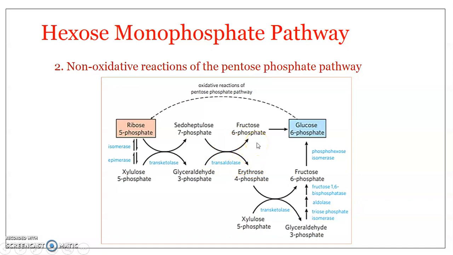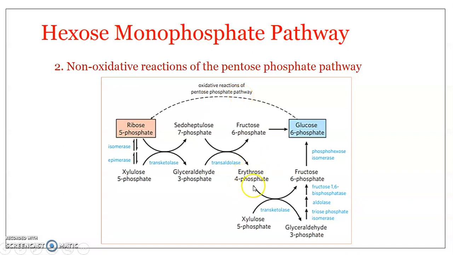Okay, so fructose 6-phosphate can either enter the glycolytic pathway or it can isomerize to produce glucose 6-phosphate, and this glucose 6-phosphate can re-enter the oxidative phase of the pentose phosphate pathway. Glucose 6-phosphate can be the substrate for the oxidative phase of the pentose phosphate pathway.